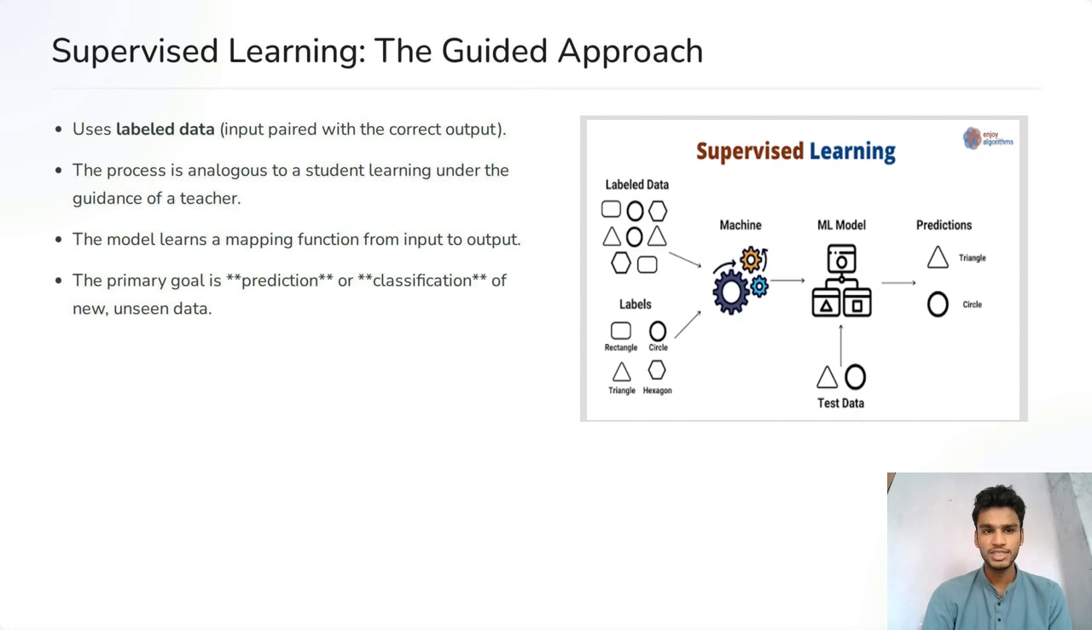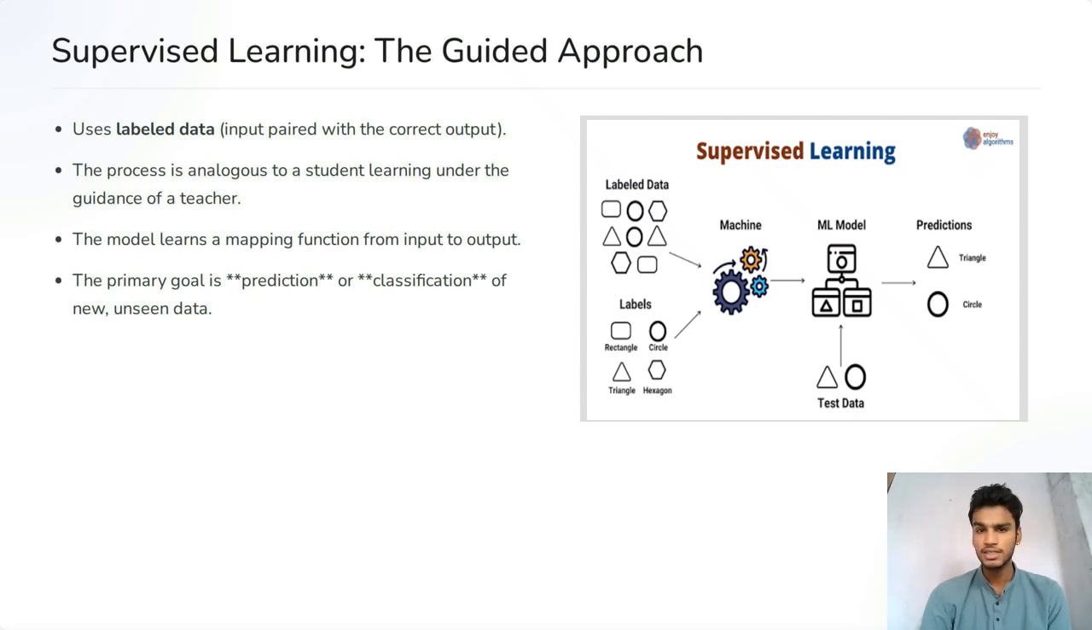Supervised learning uses labeled data, input paired with the correct output. The process is analogous to student learning under the guidance of a teacher. The model learns a mapping function from input to output. The primary goal is prediction or classification of new unseen data.